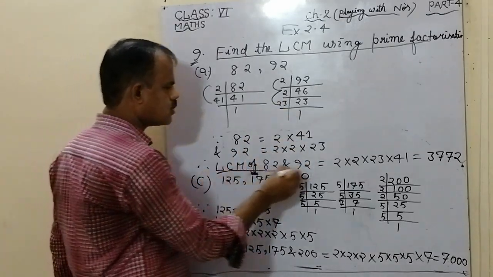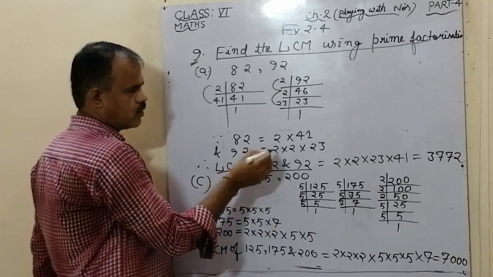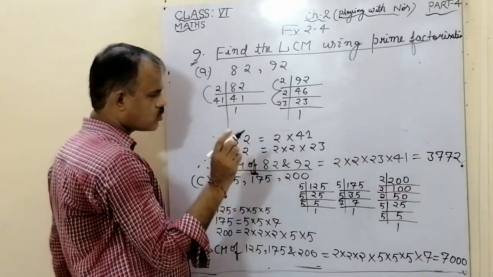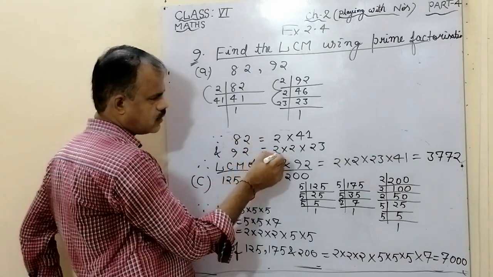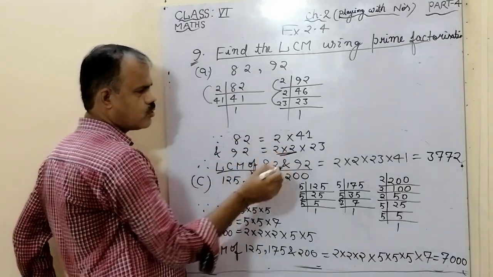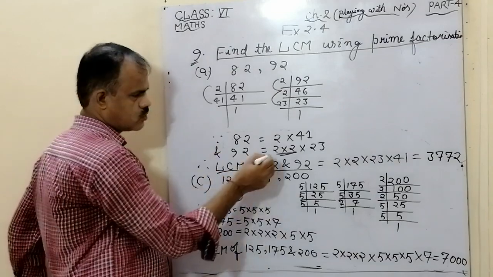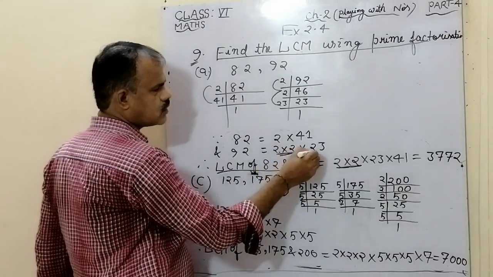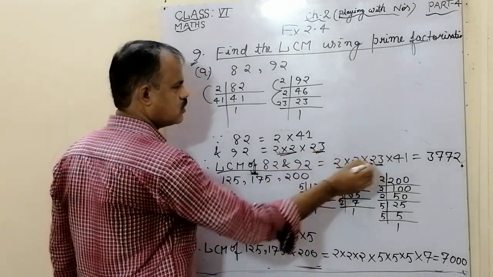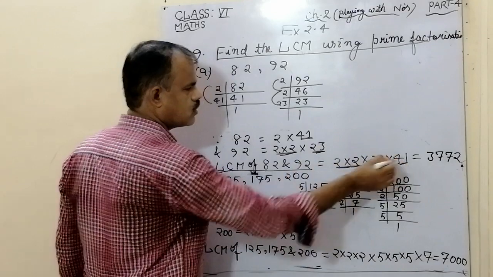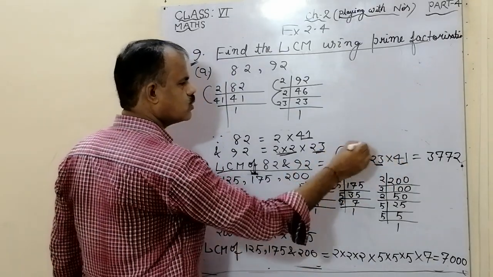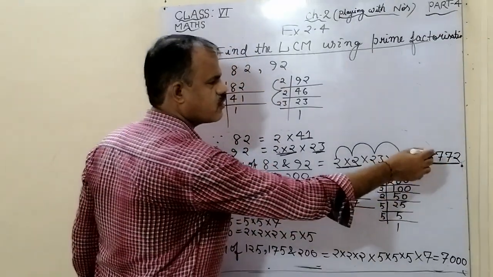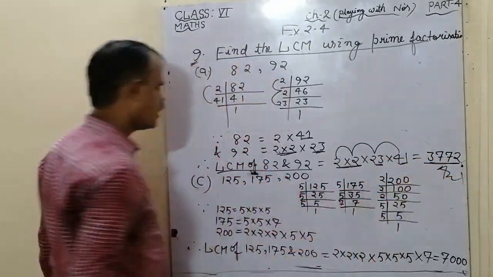Now LCM of 82 and 92. See here, we have 2, 23, 41 factors. Two factors: here one 2 and here two 2s, so we have to take the highest, 2 into 2. Then 23 is single, so 23, and 41 is single, 41. When we multiply 2 into 2 into 23 into 41, the answer is 3772, and this is the final answer.